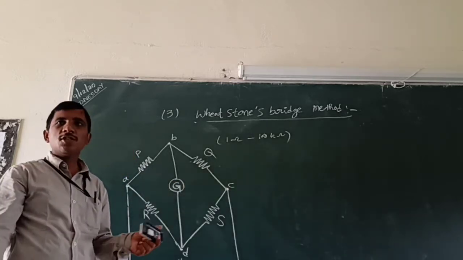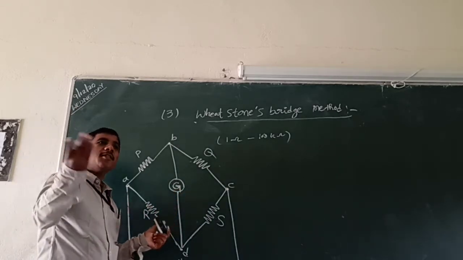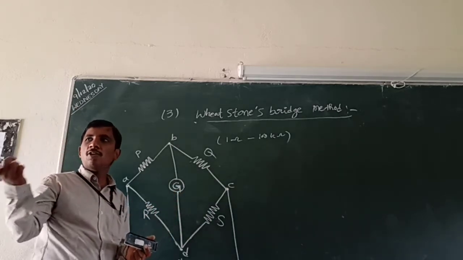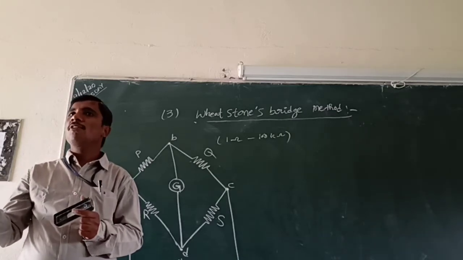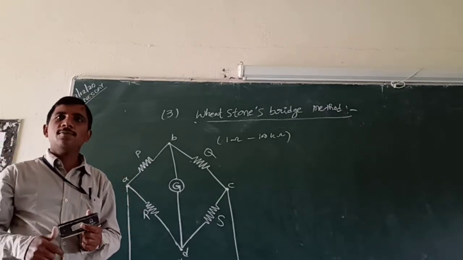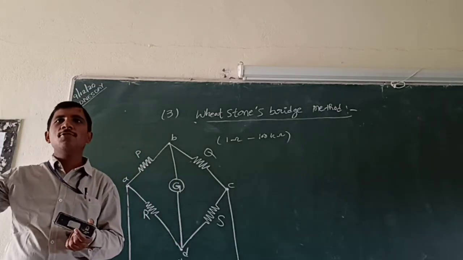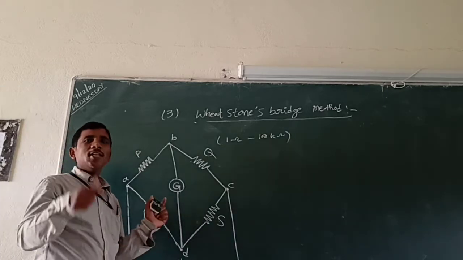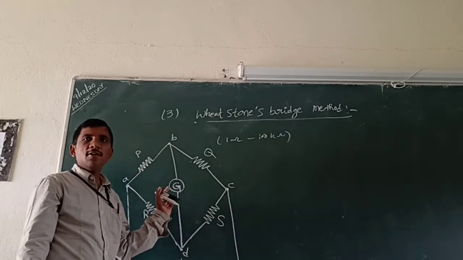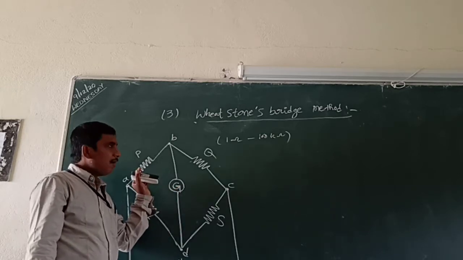Now in DC bridges mostly we are using galvanometers, tangent galvanometers, whereas in AC bridges there is another one, the vibration galvanometer. Not only the vibration galvanometer, we are using headphones also, like the headphones we use with mobiles. Similarly, the same headphones we can use for bridges. If you use the headphones and a sound comes, that means it is not balanced. When the sound is very less, then the bridge is balanced.